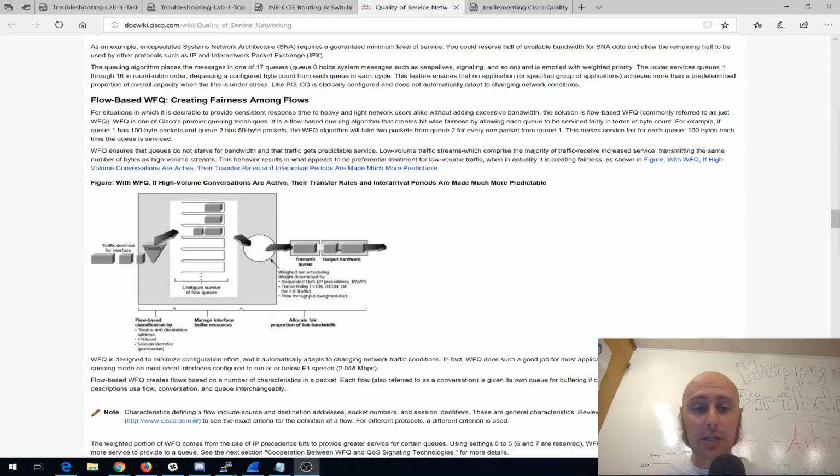Theory, then configuration, then validation. That's my study method for any topology. Theory, configuration, validation. Okay, so that's what I did today, and for this evening, and I've really enjoyed it.